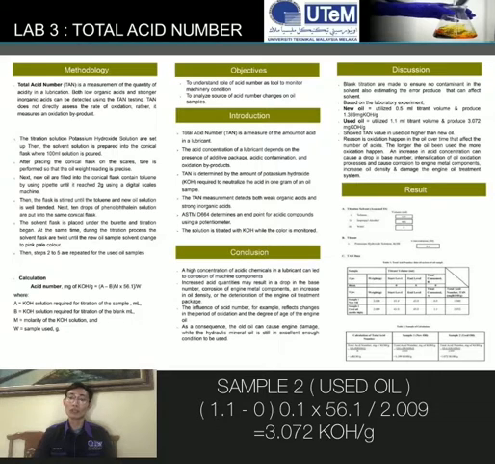So for sample 2, the total acid number is, the total consumed A is 1.1 minus 0, which is total consumed B, times 0.1 and times 56.1 and divide by the weight, which is 2.009. So we get the total acid number for sample 2 is 3.072.